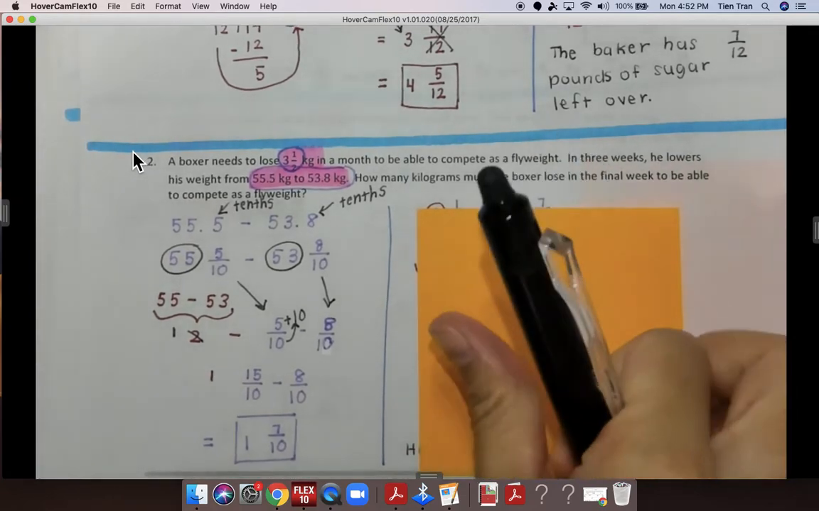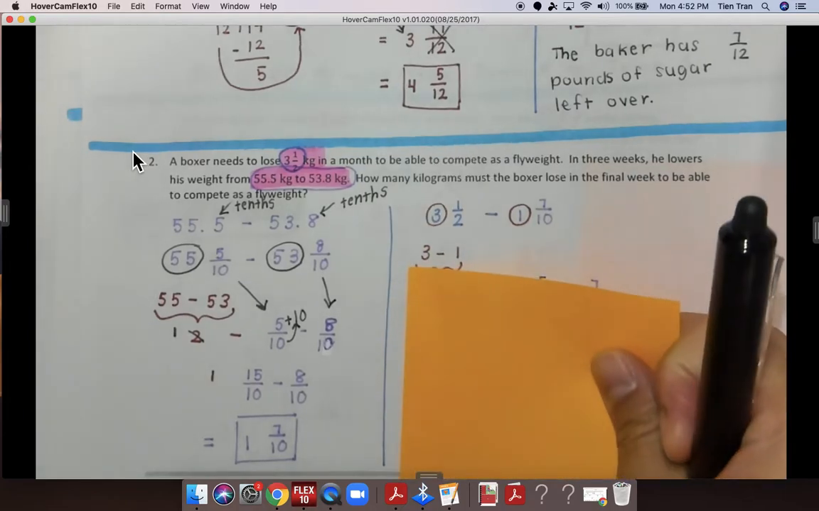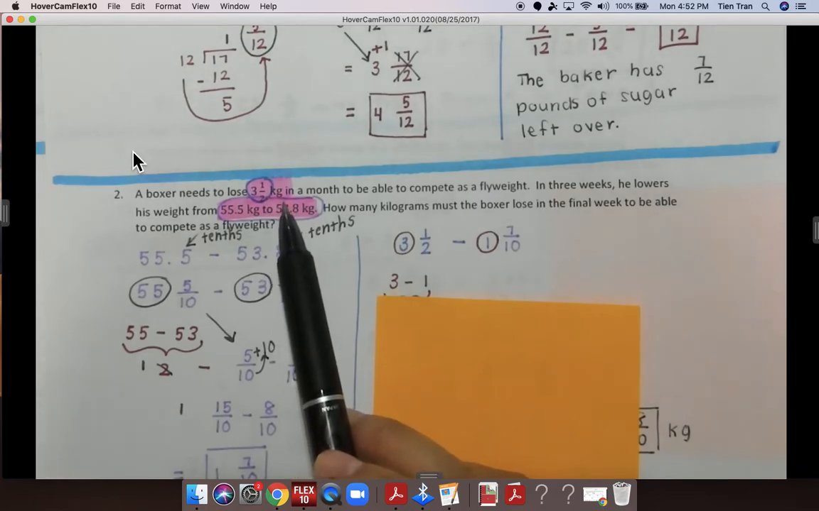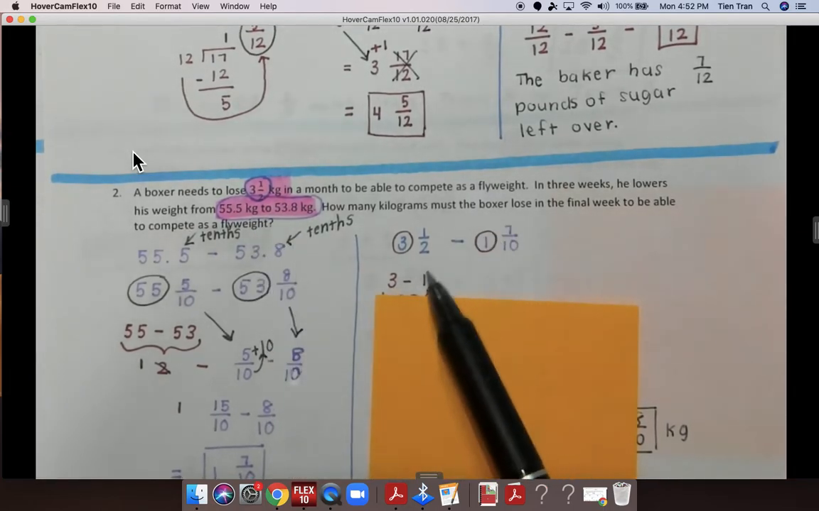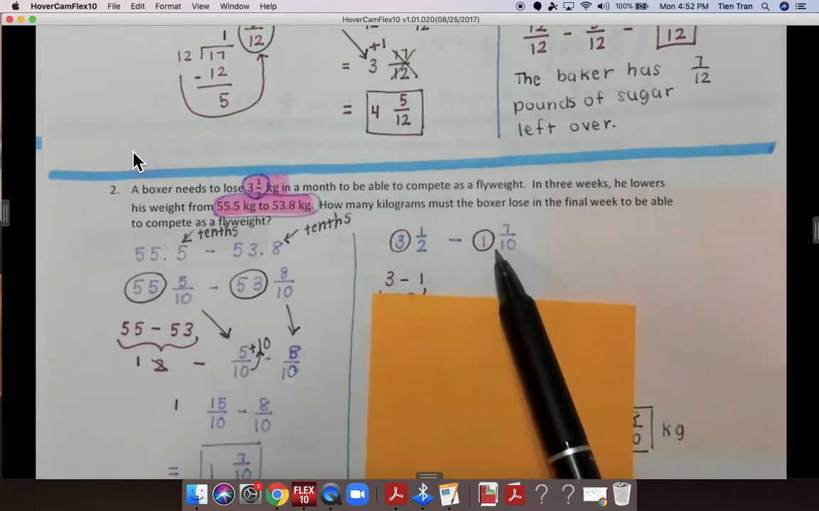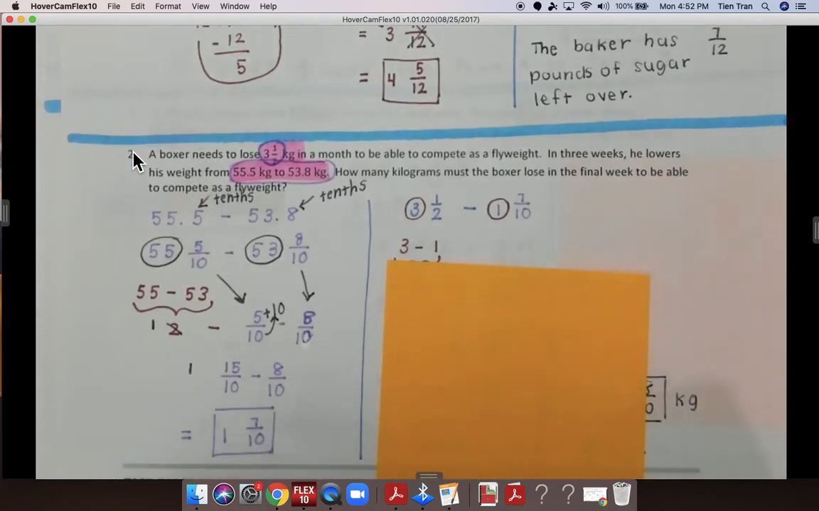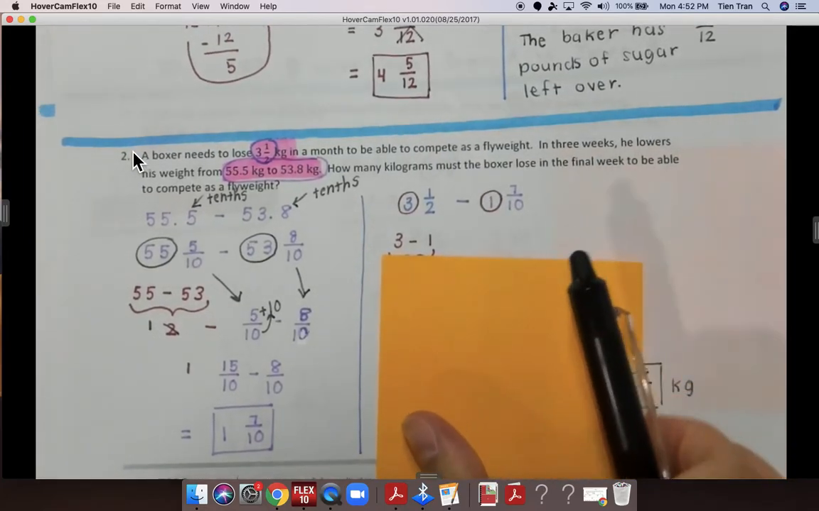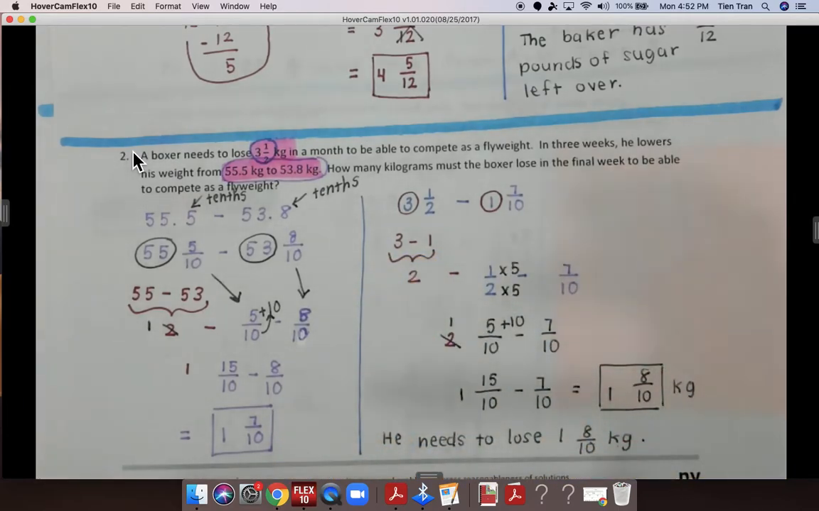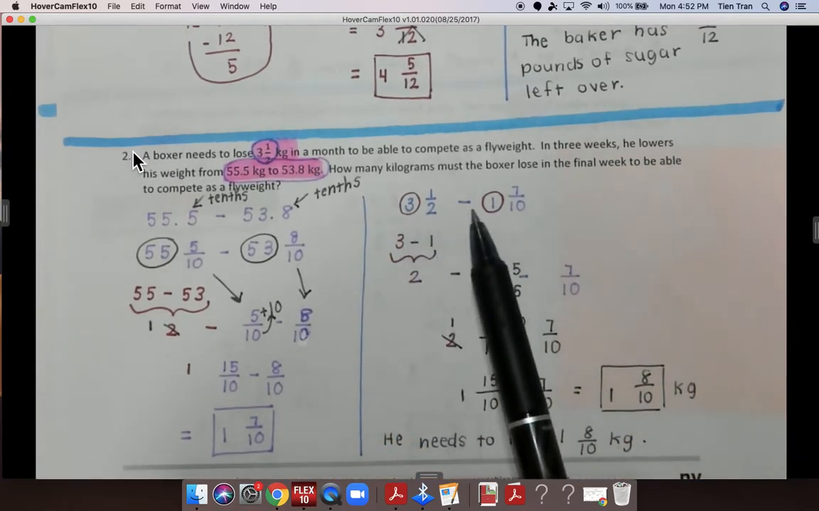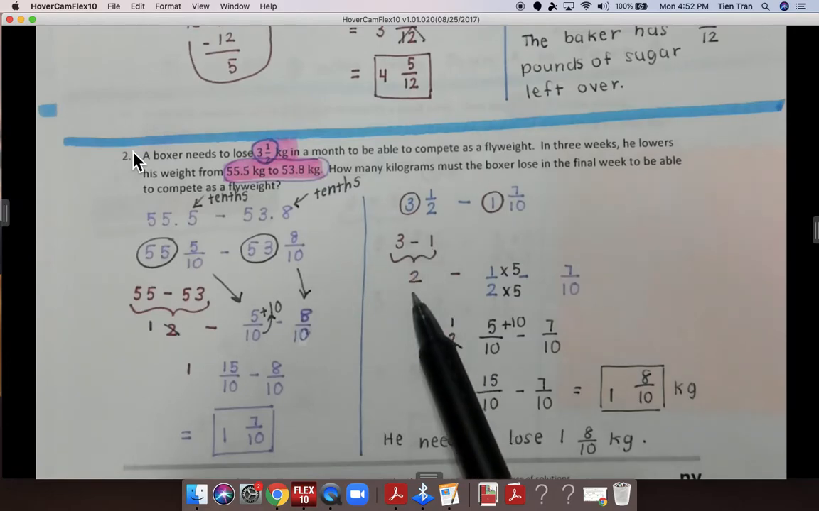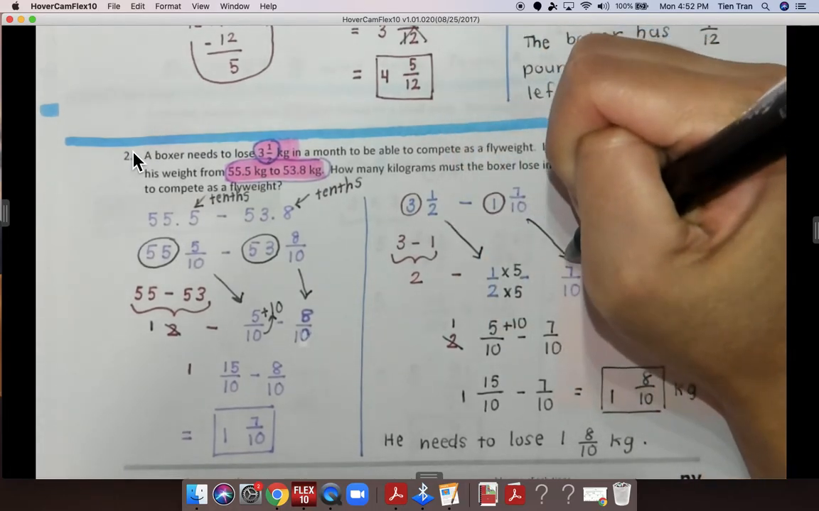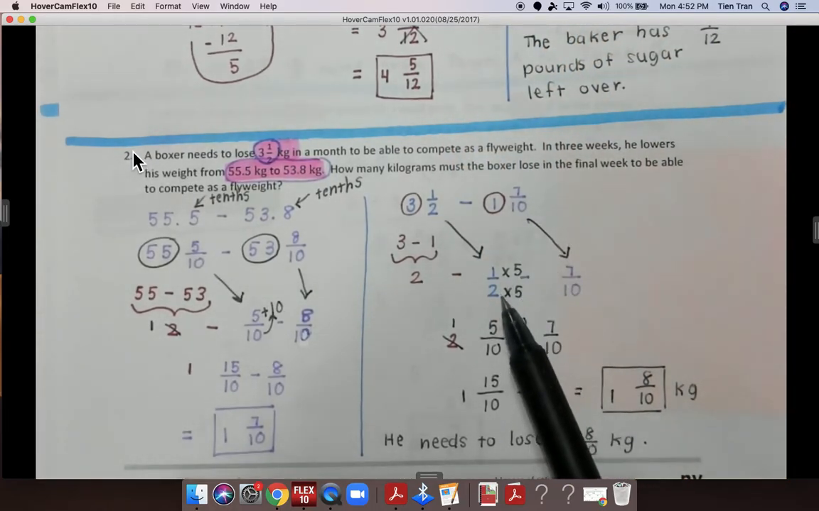Now I'm not quite done yet because I need to take 1 and 7 tenths and subtract it from 3½ kilograms, because that's how much he needs to lose. So 3½ minus 1 and 7 tenths. Where did I get 1 and 7 tenths? Right here in my problem. I just bring it right back up here to the next part of the problem. So now I'm subtracting. My whole number is 3 minus 1. 3 minus 1 is equal to 2. I have 1/2 and 7 tenths. I brought those down, so that's where they come from.